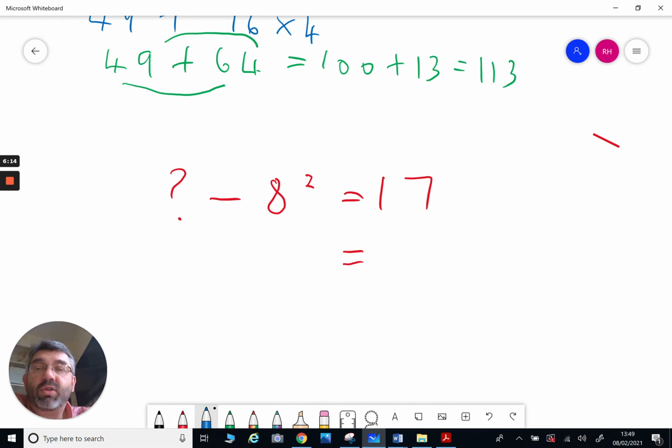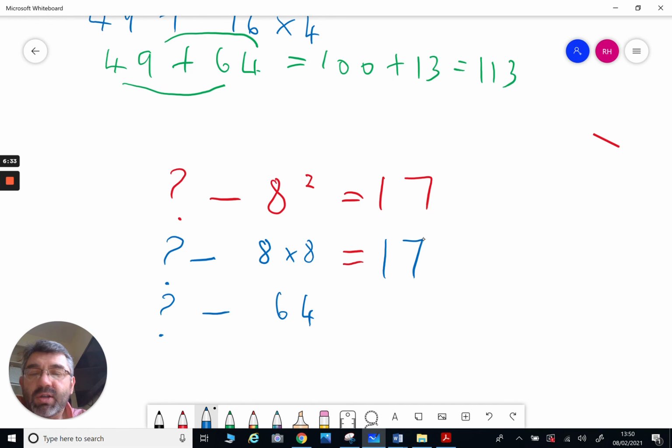So if we just for the moment leave that question mark there, that's our missing number, and we leave the 17 here. Okay, we leave the minus sign there. What is 8 squared? 8 eights, okay? All right, is 64. So something minus 64 is 17.